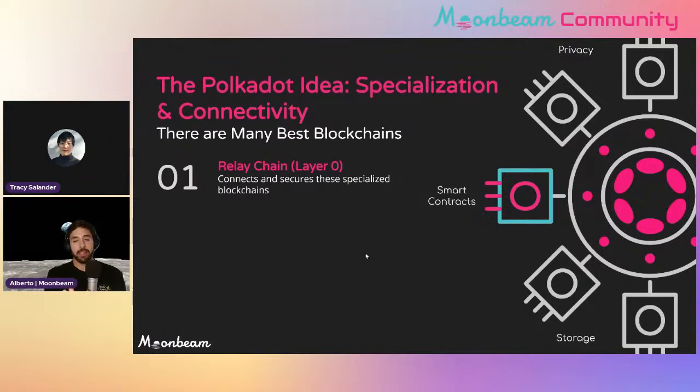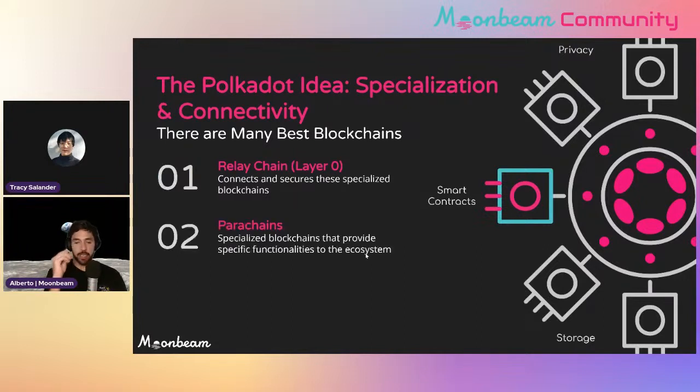Polkadot by itself is called a layer 0 or a relay chain, and its main purpose is to act as a hub in which it can connect multiple specialized blockchains and secure them as well. It is not a blockchain to build applications on top of. Its main purpose is those two things: provide security to these specialized blockchains that connect to it, and connect them because of its architecture. These specialized blockchains are called parachains.